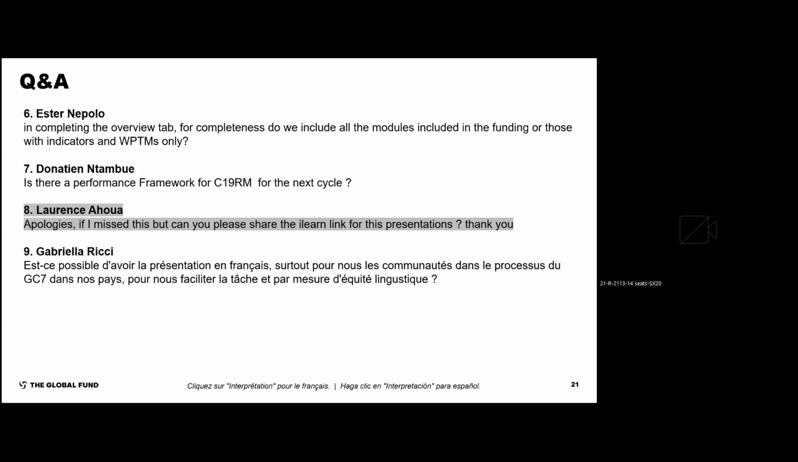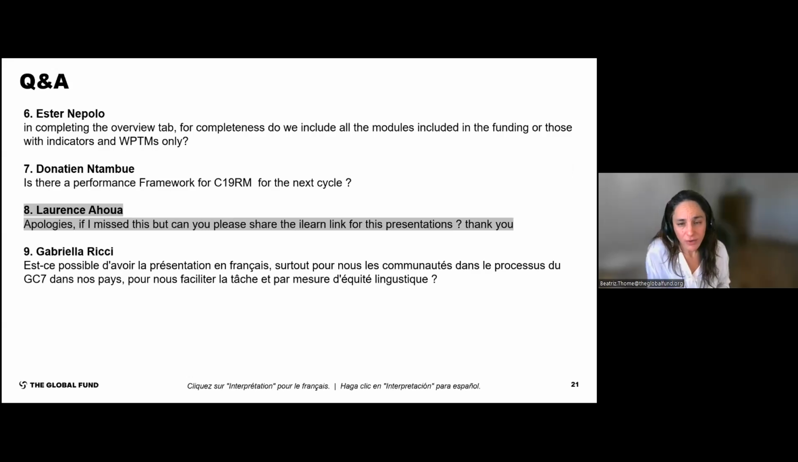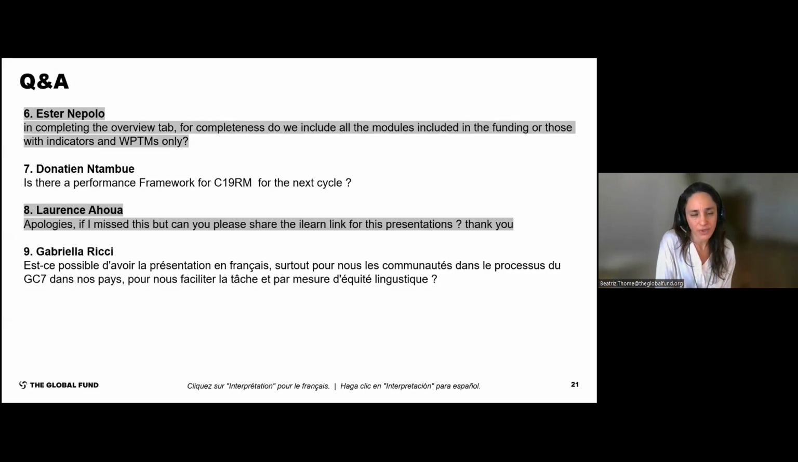Great, so the next question: in completing the overview tab for completeness, do we include all the modules included in the funding or those with indicators and WPTMs only? That's a very, very good question. Most definitely, the modules you will include in the performance framework will match the ones for which there's funding being requested. They absolutely match, because the idea is that you include measurements, both through indicators and work plan tracking measures, for the modules for which funding has been requested. So they're absolutely aligned.